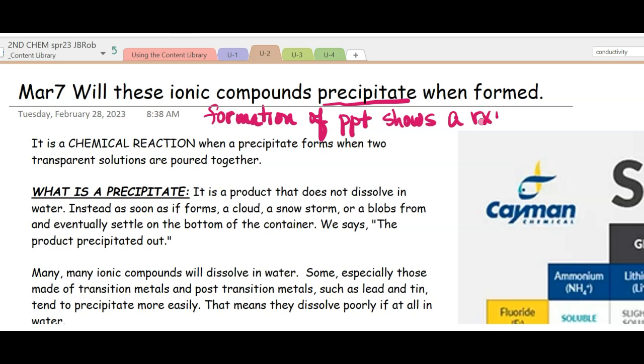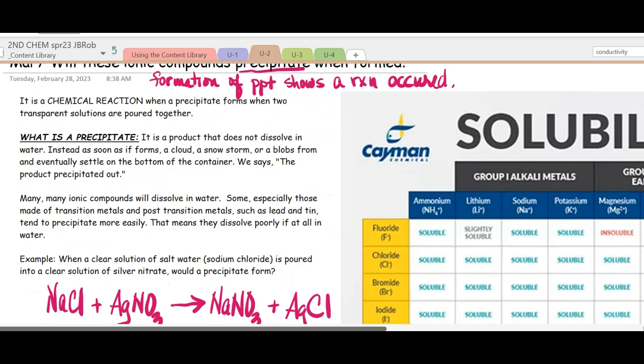All right. And I'll do an example of when one doesn't. All right. So a precipitate, remember, is just a product that does not dissolve in water. So since it's in a water solution, when it forms as a product, it can't dissolve. So what is it to do? It forms a cloud, or it looks like a snowstorm, or it looks like blobs. They can be different colors. They're often white. And then because they're denser than the liquid solution, they drop to the bottom over time.